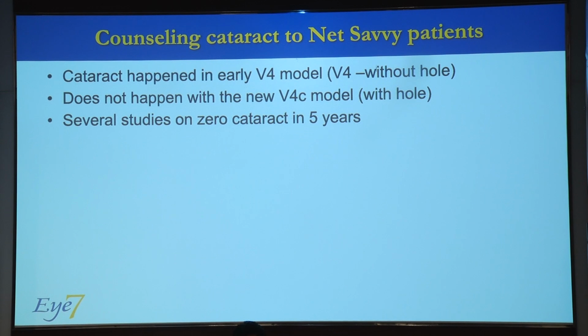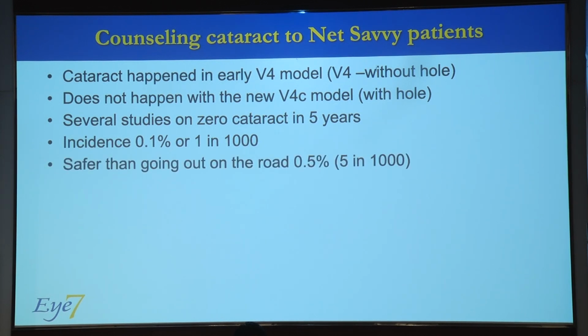So this is how we counsel a patient who asks us about the risk of cataract after ICL. We tell them that cataract used to happen in early V4 models. It doesn't happen anymore with the newer V4C models, that is ICL with a hole. There are several studies showing zero incidence of cataract in the last 5 years. The incidence of cataract is as low as 0.1%. And we tell them it is almost safer than going out on the road.